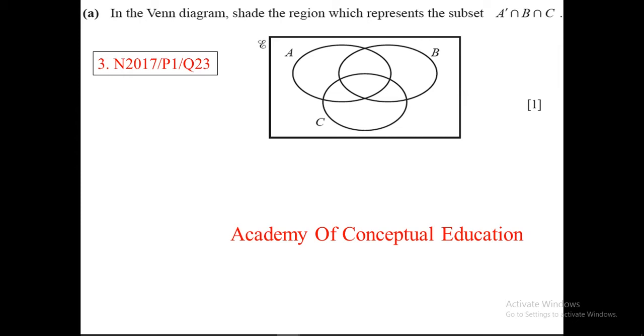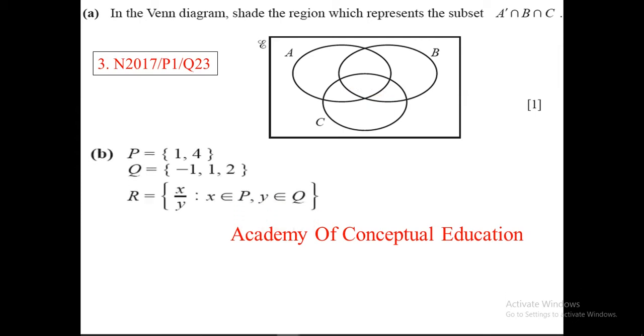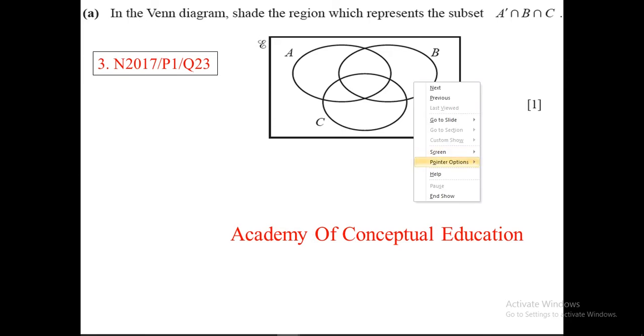And B intersection C means we have to shade this region, B intersection C. Initially we shaded the whole region, and now we are saying B. Now the intersection of A complement and B intersection C will be this one, because this is the region which is the intersection of B intersection C as well as A complement.